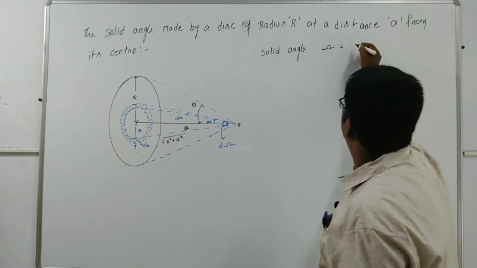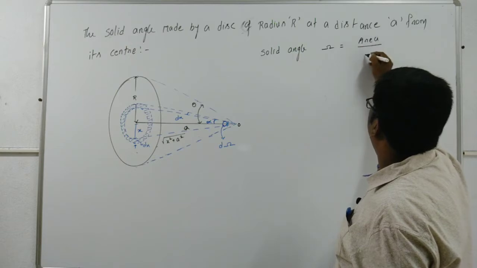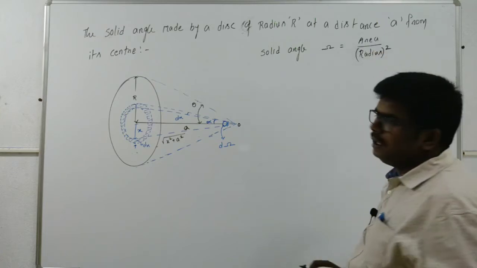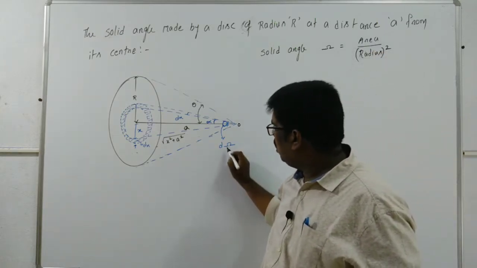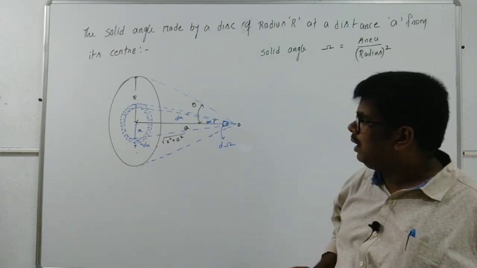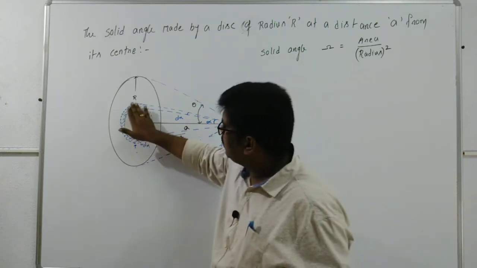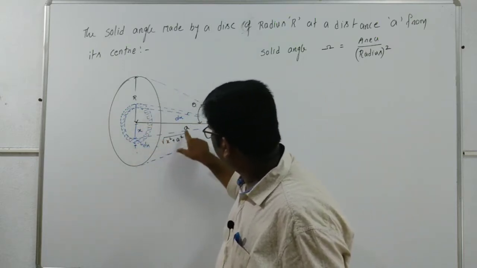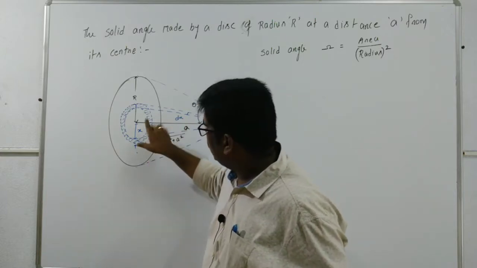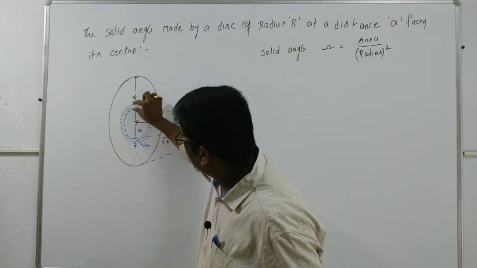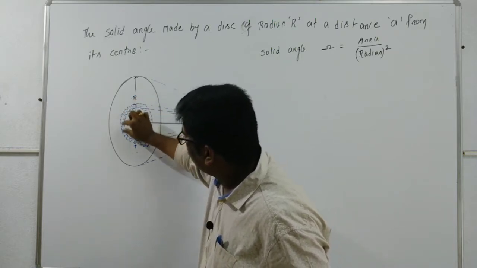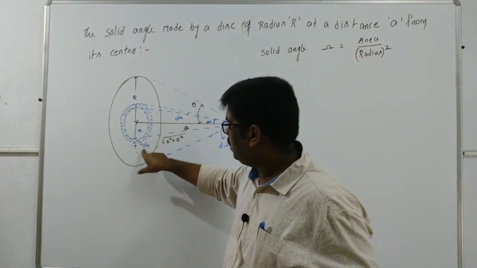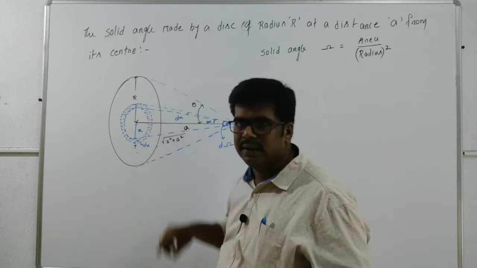So we have the solid angle expression: omega is nothing but lateral surface area by radius squared. So here, a small solid angle d omega is nothing but lateral surface area by radius squared. This lateral surface area is 2 pi x, the radius, times the width, which is dx. Don't take this entire one, only the shaded part is there now. This area is nothing but perimeter into width, that is 2 pi x into dx.